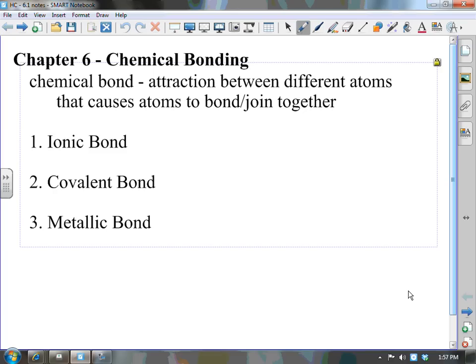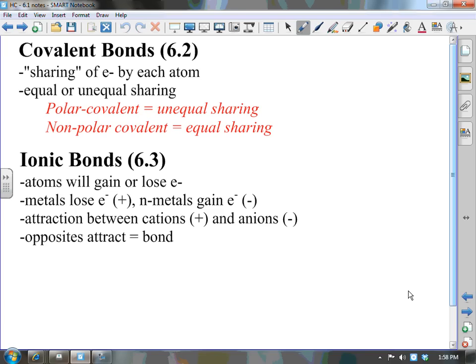Which ones are we going to use the most in this class the rest of the year? It's probably a toss-up between ionic and covalent, probably a little bit more ionic. So that's why I have it listed as number 1. It's maybe a little bit higher priority for our course, but the book introduces covalent first. So we're going to talk about each one of those. Now, the two that we'll talk about the most are going to be covalent and ionic, not so much metallic bonding. And when we get to that section, we'll talk about why. But just a quick overview here.